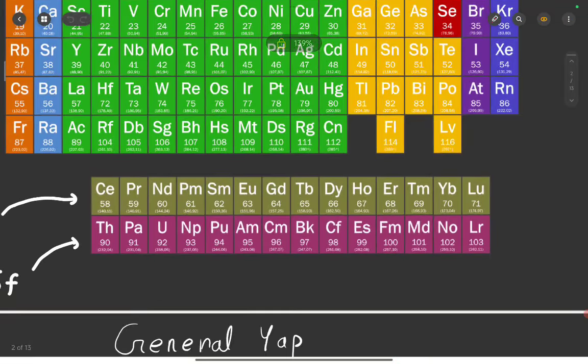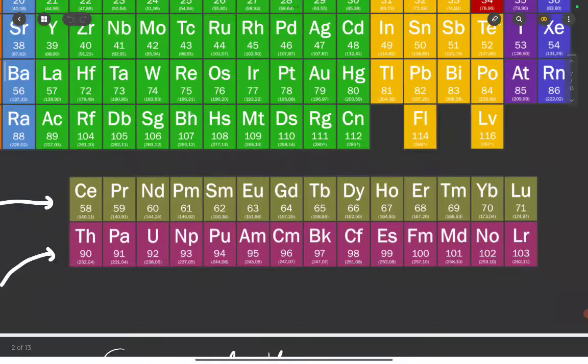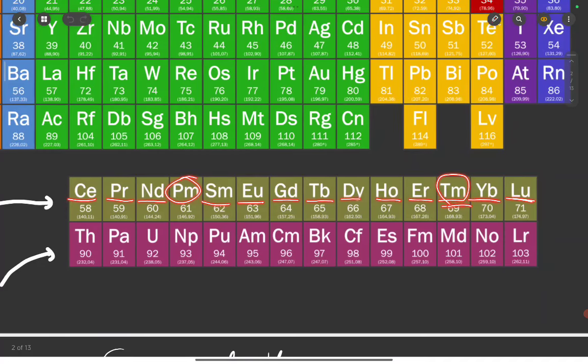Okay. So let's take a look at the names of these elements. This is cerium, praseodymium, neodymium, promethium, samarium, europium, gadolinium, terbium, dysprosium, holmium, erbium. I forgot what this was. Thulium, ytterbium, and lutetium. Okay.